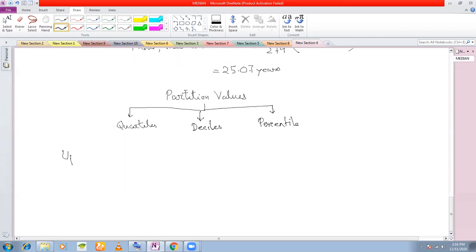First is your upper quartile or third quartile. It is also called the third quartile and is denoted by Q3. This is the 3n by 4th observation.